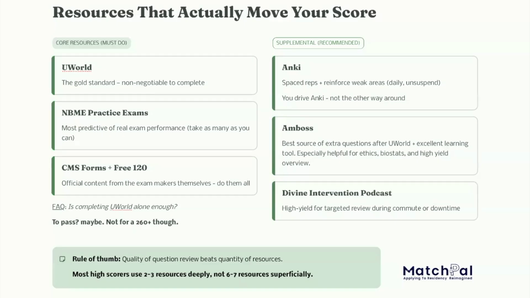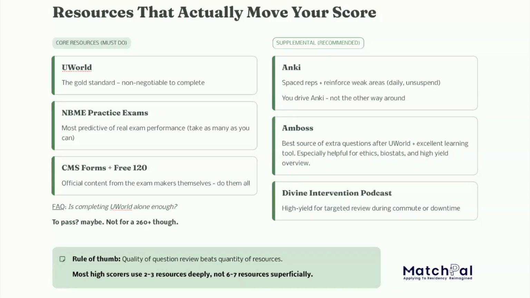And there are a lot of other resources out there, but as far as the resources that we not only used for our exams, but that we use with our students that work, that produce real results, these are the ones that you have to master, right? So finishing UWorld, using all of especially the new NBME practice exams, the old forms that you may not have time for, but definitely all the new ones, definitely the CMS forms and Free 120, right? You want to prioritize those at the top of the pyramid.